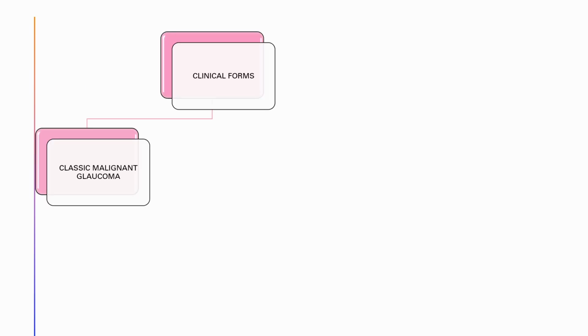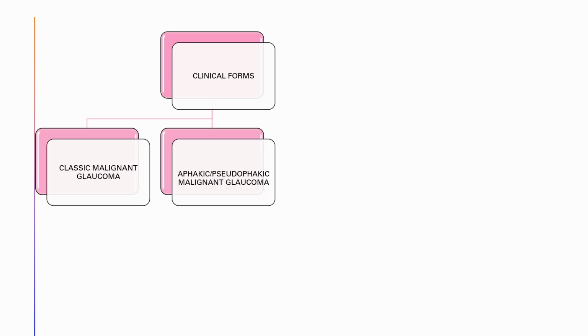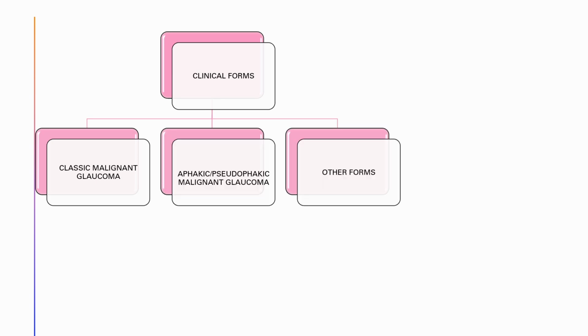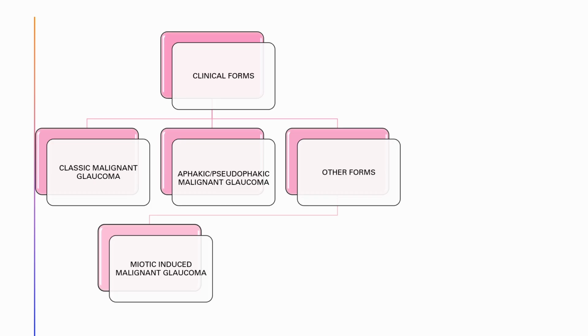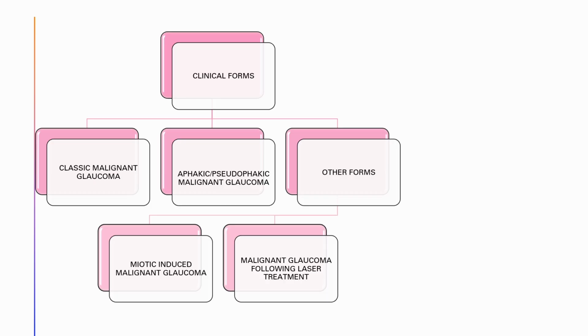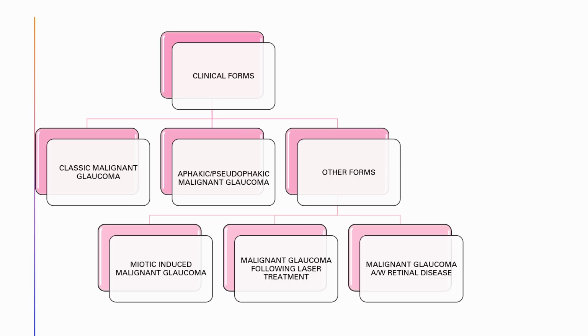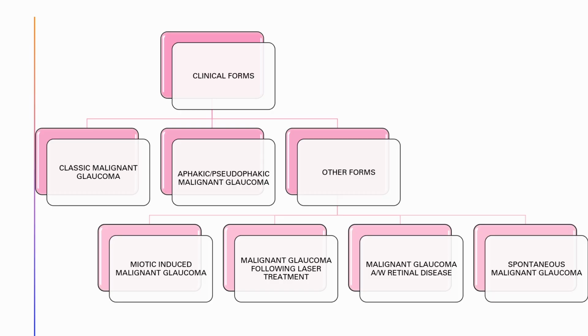absence of suprachoroidal hemorrhage. Now coming to the clinical forms, it can be classical malignant glaucoma, it may be aphakic or pseudophakic malignant glaucoma, it may be of other forms, which is miotic induced malignant glaucoma, which may or may not be present with a prior history of surgery. Malignant glaucoma following laser treatment, laser PI, laser suture lysis after trab or cyclophotocoagulation may lead to glaucoma development. And malignant glaucoma after retinal disease such as ROP, retinal detachment surgery, and CRVO. And spontaneous malignant glaucoma which may occur without any specific cause.